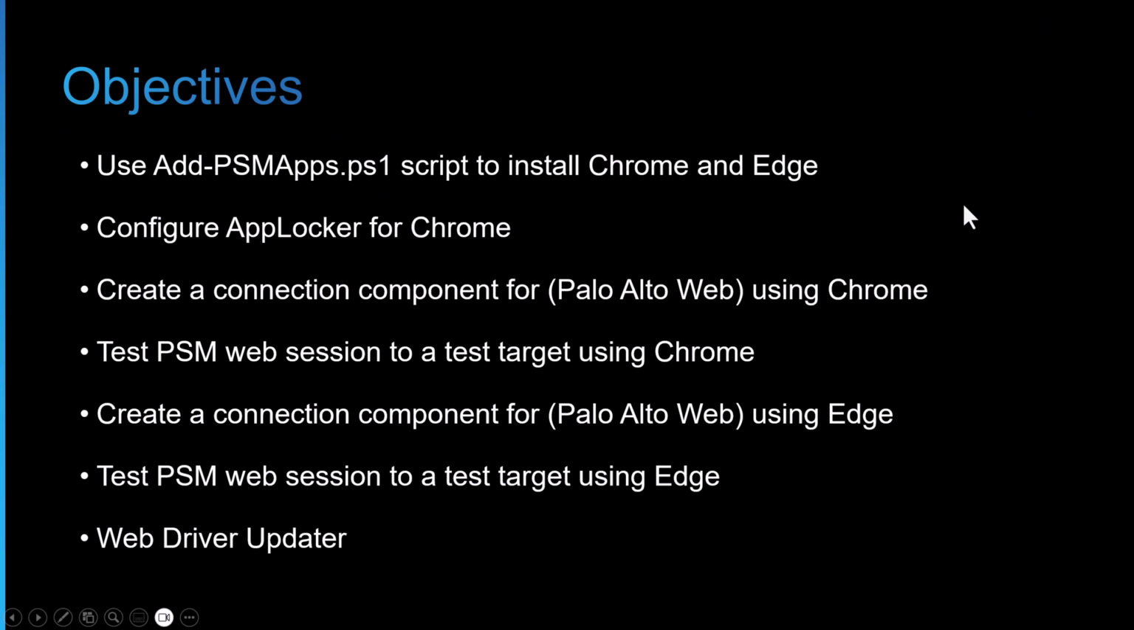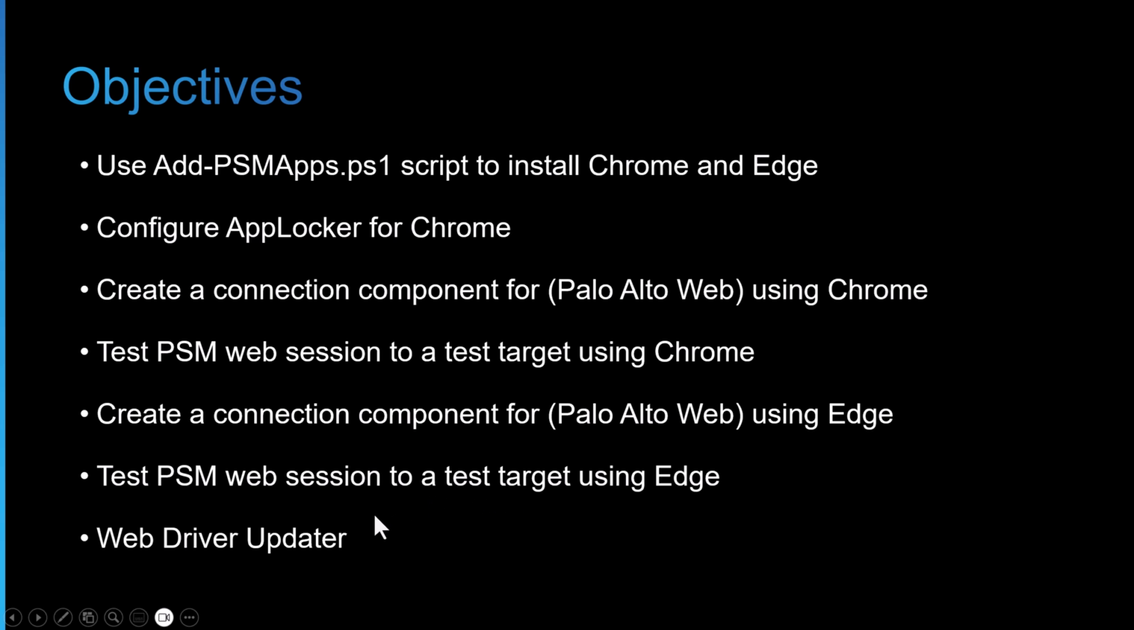So today's objectives are to use the Add PSM App script to install Chrome and Edge. We'll then configure AppLocker to suit Chrome, and then I'll add in a connection component, in this case for Palo Alto Web, to suit Google Chrome. We're using that so we can test the PSM session is working to a test target using Chrome. I'll then switch over to Microsoft Edge and create a connection component for the same target, but using Edge. Then we'll test the PSM web session is working to that test target of Palo Alto Web using Edge.